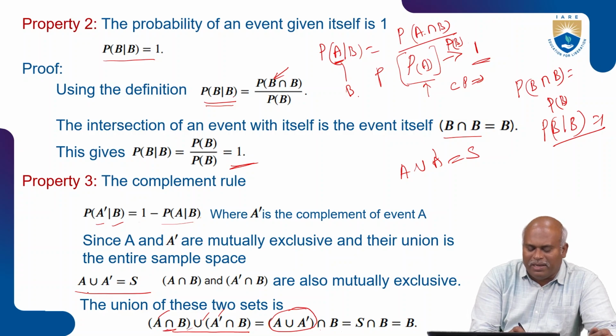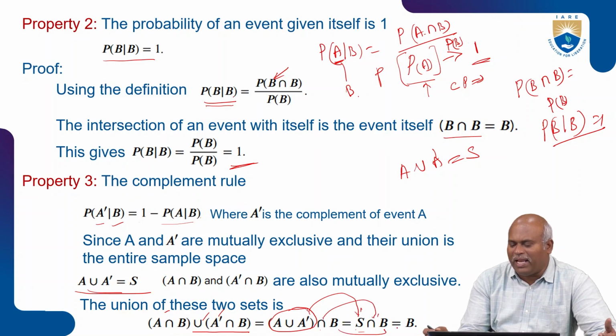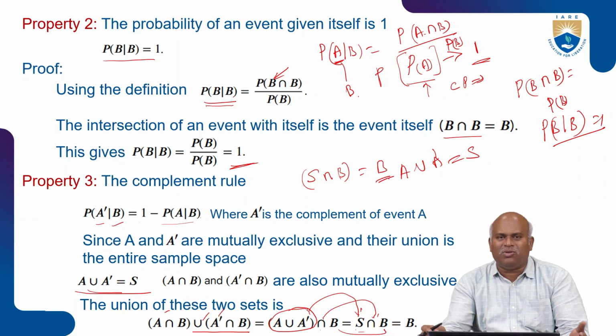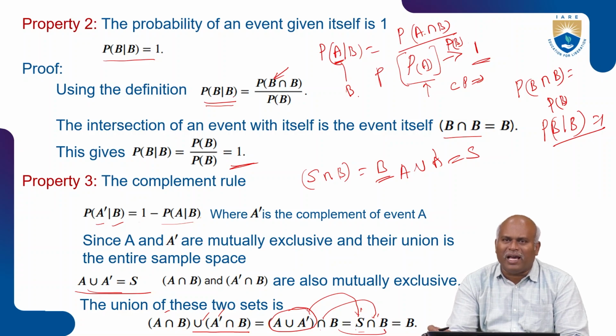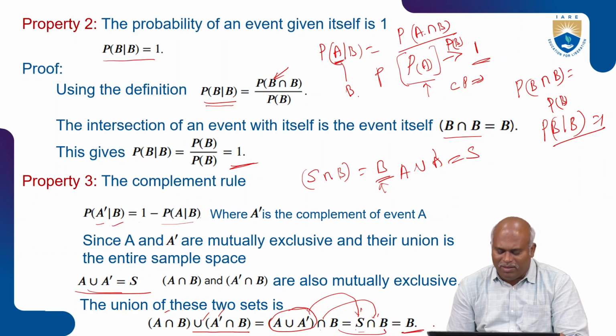Now I apply this condition here. Because A union A dash is equal to S, taking the intersection with B, I will write B. For any subset, the intersection with B is equal to B. So no events occur outside the subset, and only B remains. That's why I write B only.